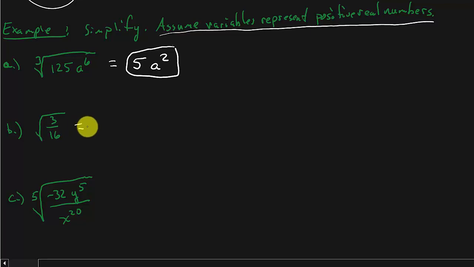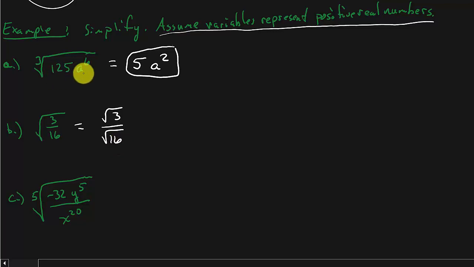All right, now this one. So here I've got the square root of 3 over 16. Well, what's the square root of 3? Well, 3 is not a perfect square, is it? Okay. 16 is a perfect square. So what I'm going to do here is split this up because one of them's a perfect square, one of them isn't. So let's split them up. I like to do that.